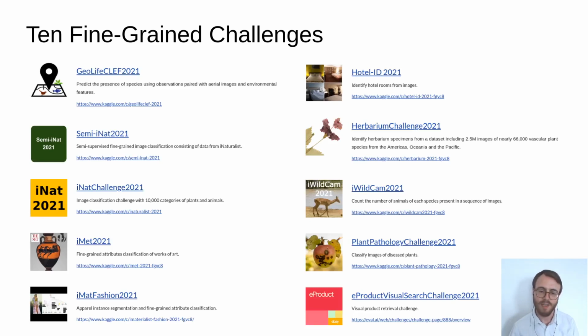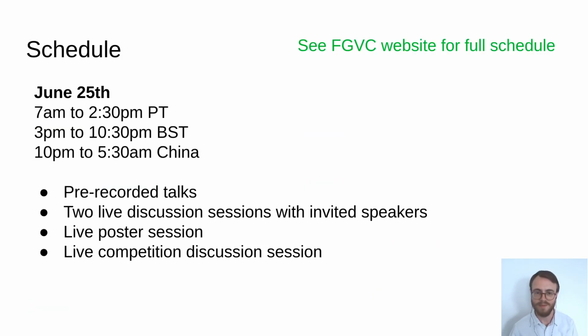As mentioned previously, as part of the workshop, we held 10 fine-grained challenges. Those are 10 distinct computer vision competitions, the majority of which were held on the platform Kaggle. And we're going to have an opportunity to discuss some of the results of these competitions and get an insight into what worked and what didn't work.